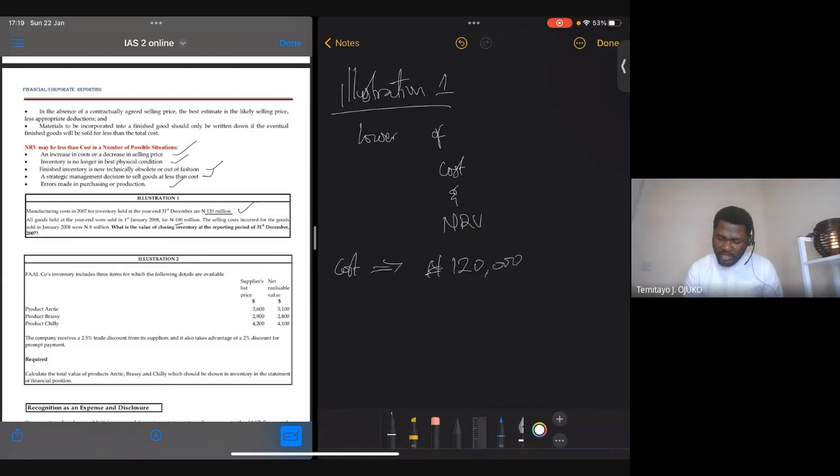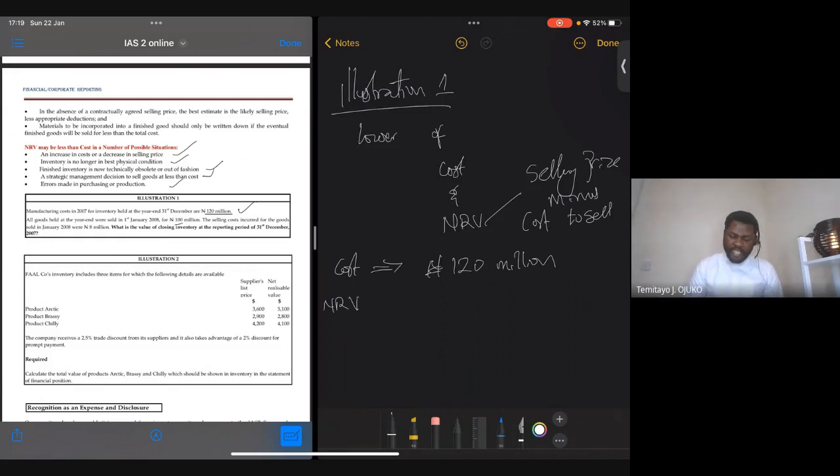120 million, or better still, let me just have it that way. Right? Okay. Now, this is the cost of the inventory. Now, what is the net realizable value? Don't forget, net realizable value is the selling price less, minus the cost to sell.